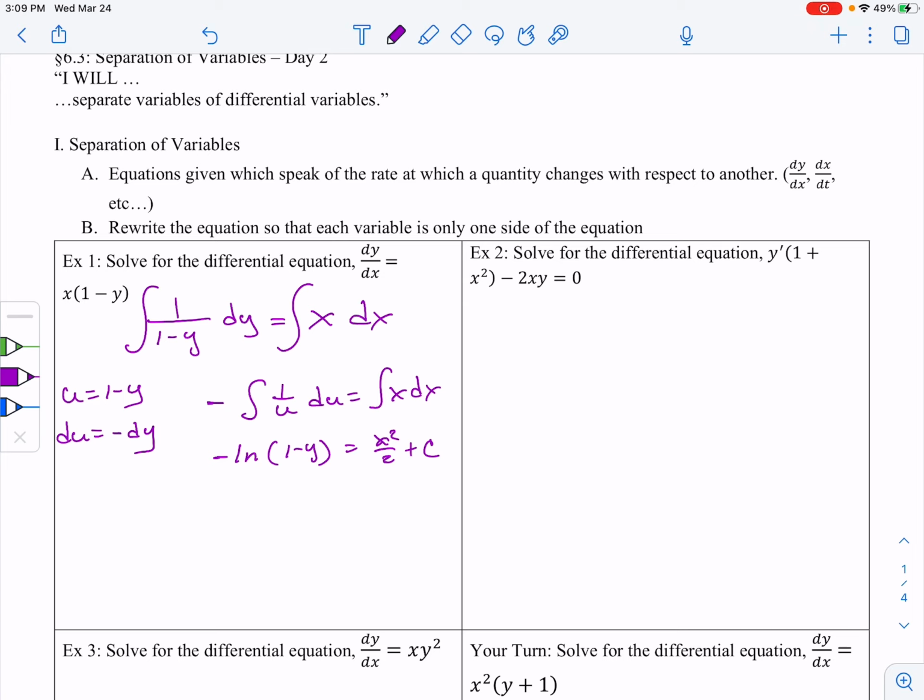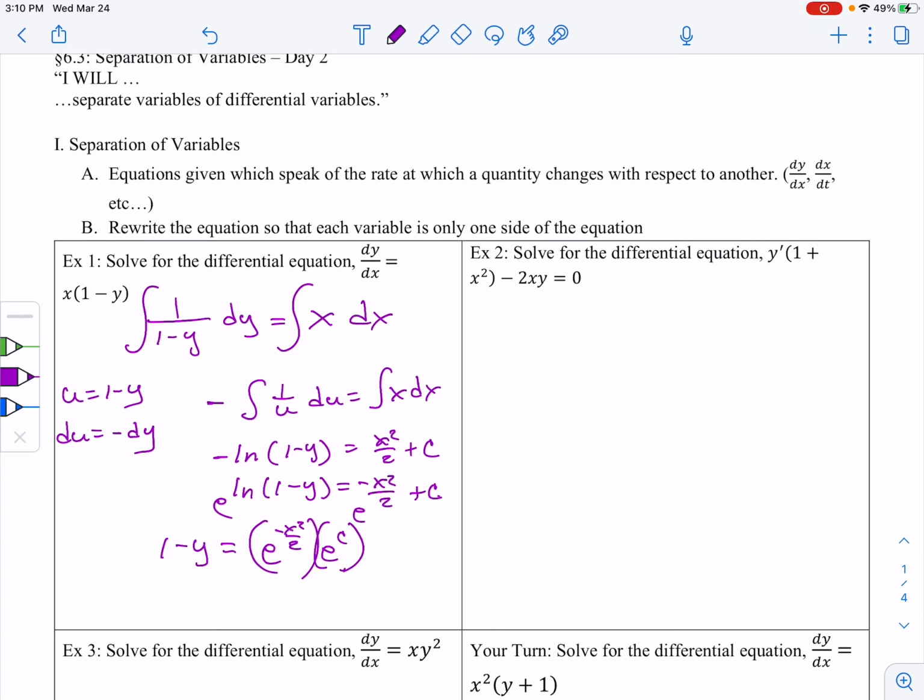Alrighty. Get rid of that negative, so I have natural log of 1 minus y equals negative x squared over 2. And it doesn't matter if you have a plus or minus c. You'll take care of it when you do the math. Right? Now, to solve for y, you've got to do e raised to those powers. Well, e raised to the ln of something is just 1 minus y. When you're adding exponents, it's the same as multiplying, so I have e to the negative x squared over 2 times e to the c.